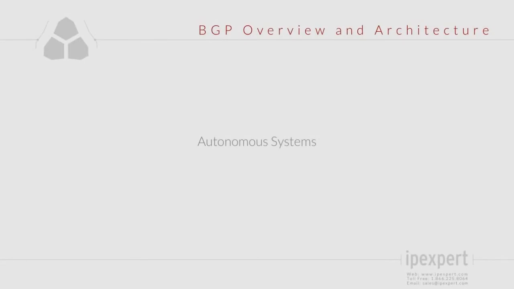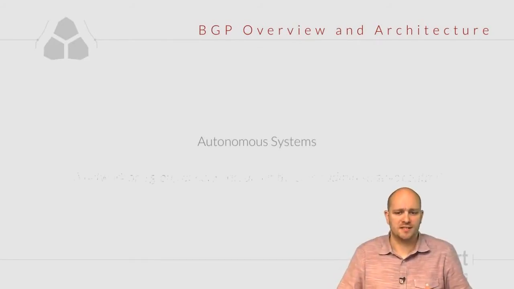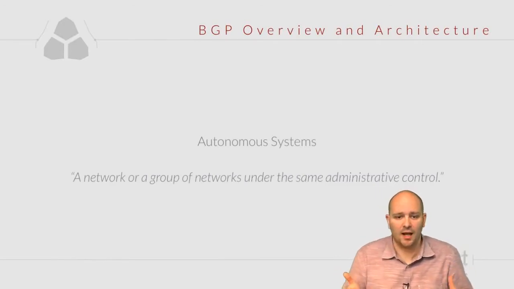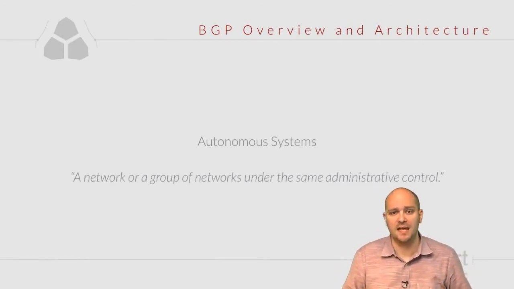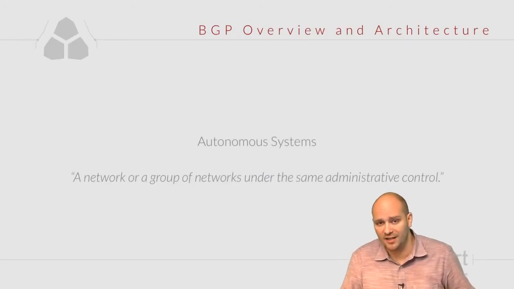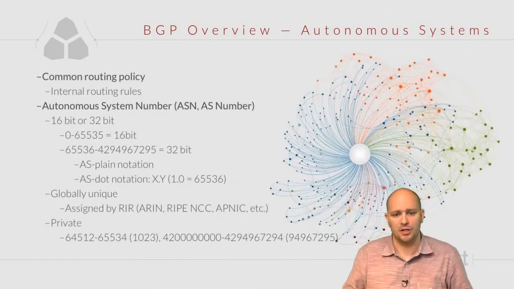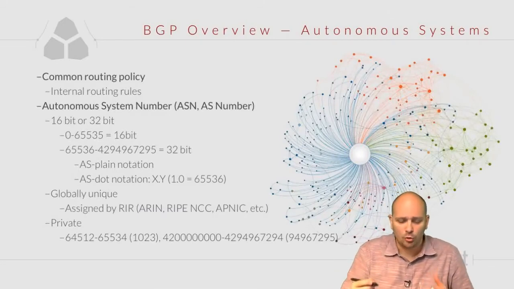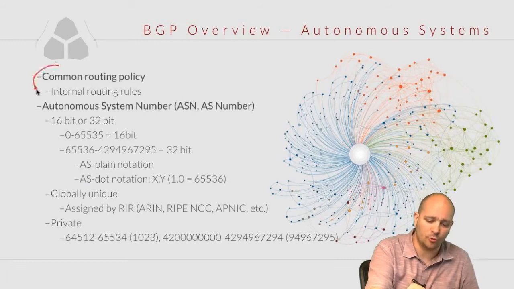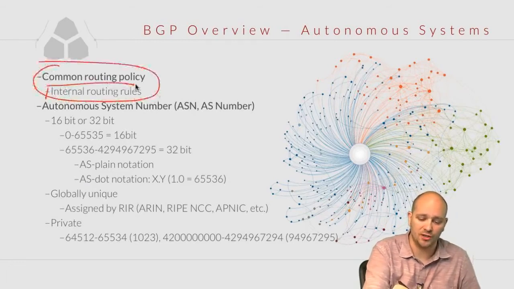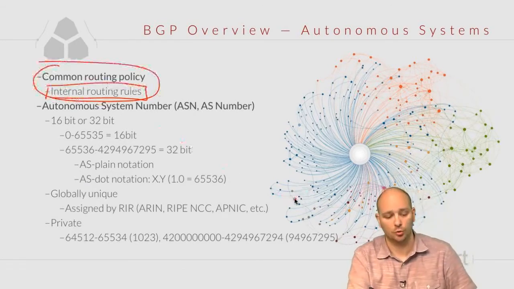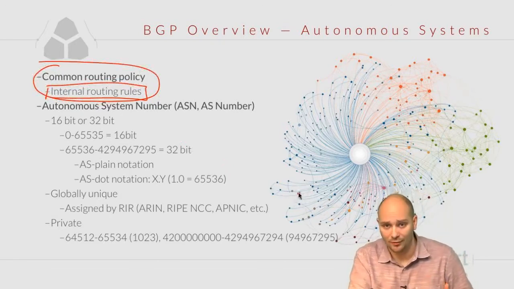A founding block of understanding BGP hierarchy is understanding autonomous systems. So what are autonomous systems? Well, one of the definitions that I like is that an autonomous system is a network or a collection of networks under the same administrative control. Now, in plain English, what that means is that an autonomous system is a network or a group of networks that share the same internal routing rules or the common routing policy.